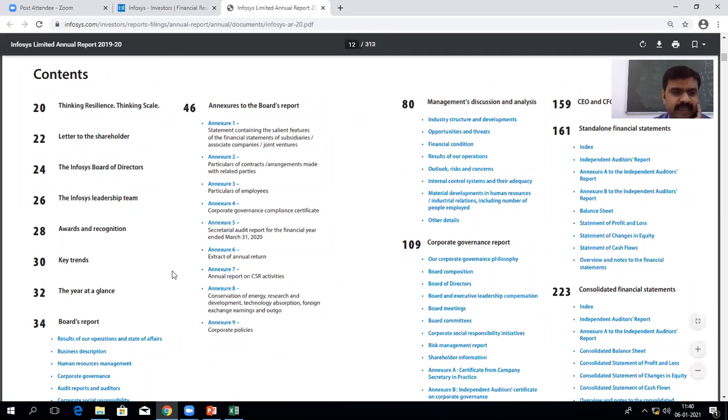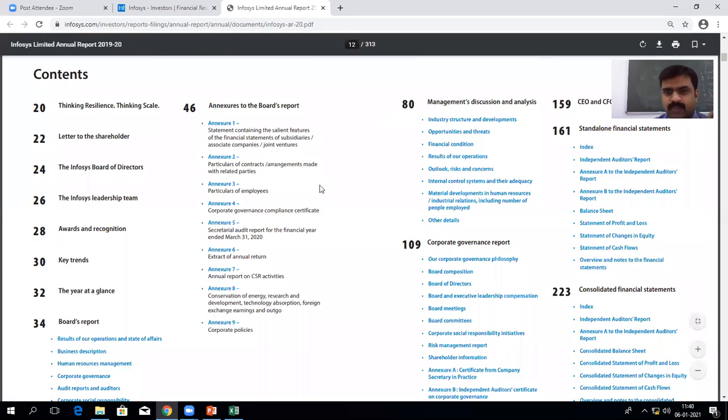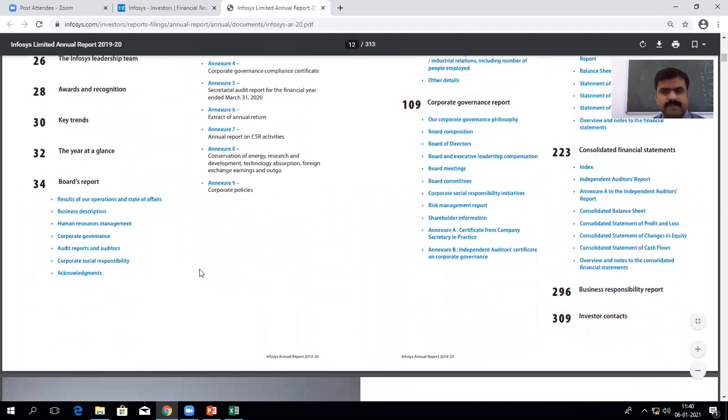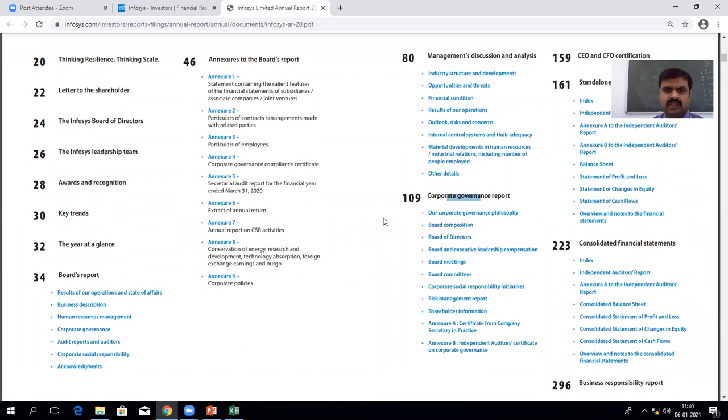This is what you can see there. All these things are there in the annual report of the company: information related to shareholders, board of directors, leadership team, awards. The board will also prepare a report on the results of operations and affairs, human resource management, all that will be there. And then you'll have the corporate governance report, as per the corporate governance requirements.